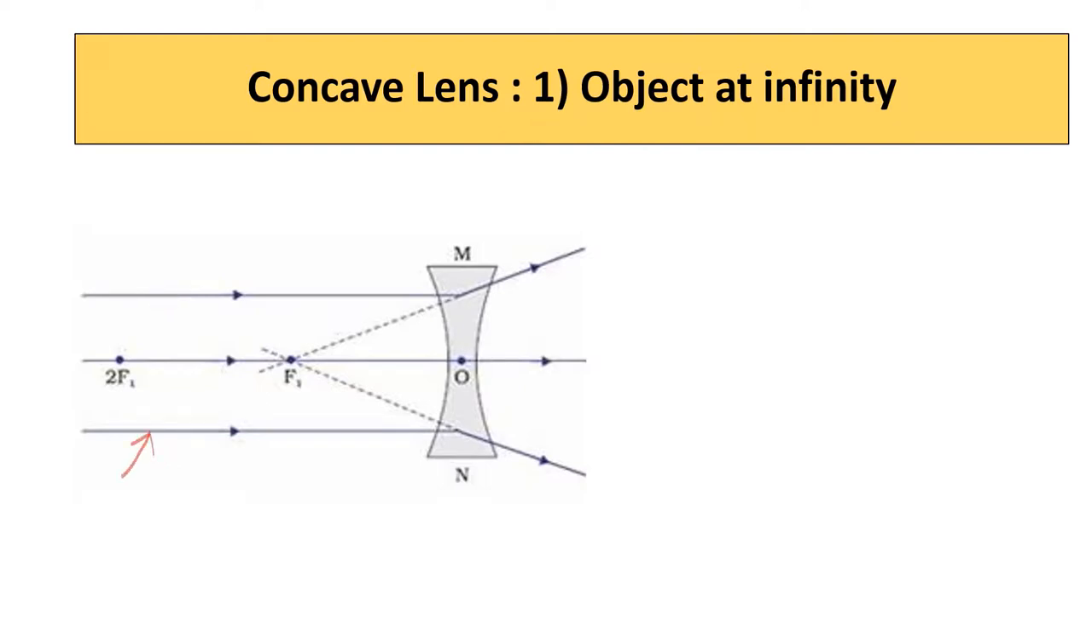These incident rays are parallel to the principal axis. After refraction, these rays appear to diverge from this point, which is the focus. You will get the image at this focus and the image will be virtual, erect and diminished. The image is obtained in front of the lens.